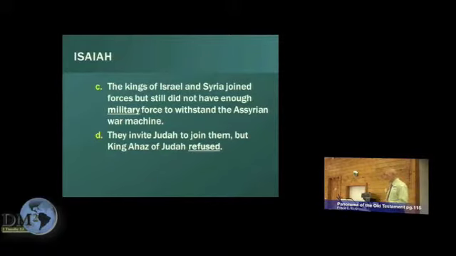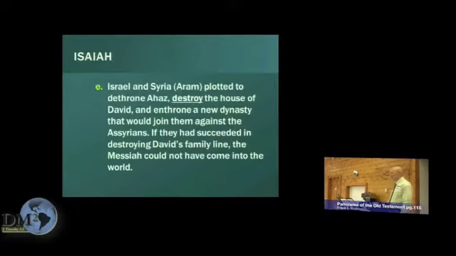But King Ahaz of Judah refused. Not that that's a bad thing that he does, but something else is going to happen. Israel and Syria, Aram, plotted to dethrone Ahaz, that is, destroy the house of David, and enthrone a new dynasty that would join them against the Assyrians. If they had succeeded in destroying David's family line, the Messiah could not have come into the world. So we got the Davidic covenant involved in all of this. And note what the Lord has Isaiah do.